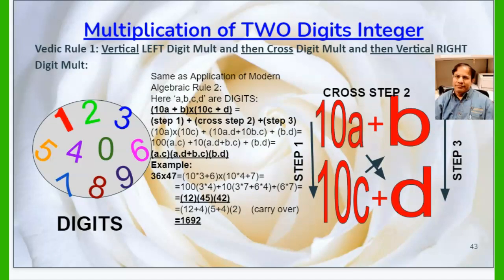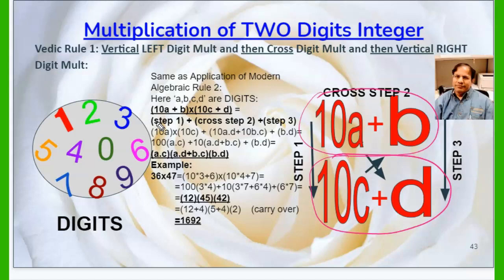Now we can generalize the multiplication of two-digit integers using symbols, and you can see that the two-digit numbers AB and CD are written as 10A plus B and 10C plus D, and you can use the Vedic rule number 1, which is step number 1, vertical multiplication, and then the cross multiplication, and then the right digit vertical multiplication. And one can prove that this method does yield the result.